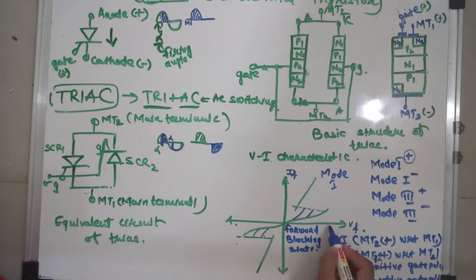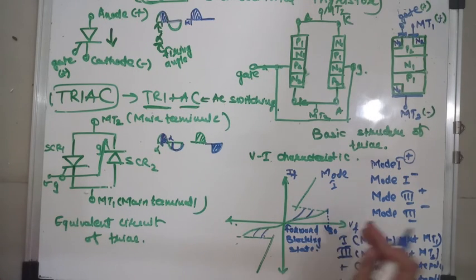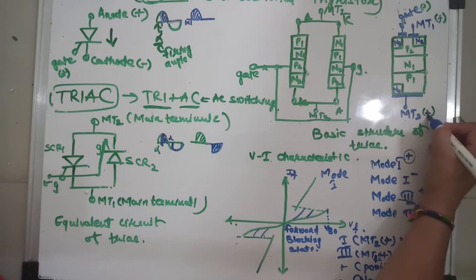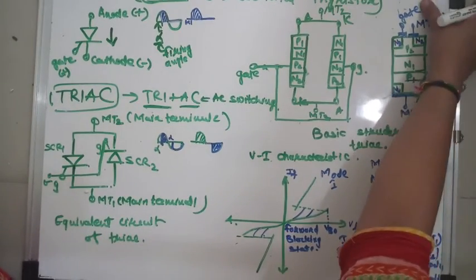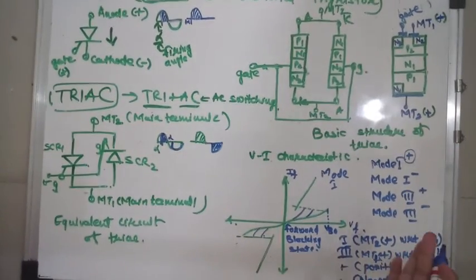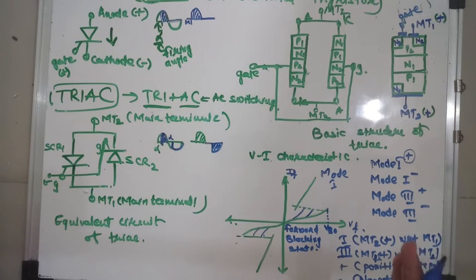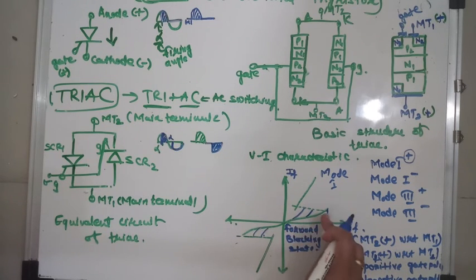Forward blocking state means what? Here a VBO is there. Forward blocking state is when your MT2 is positive with respect to MT1, but the gate is absent or insufficient to make the device turn on. At that time, a very small current flows through the device due to the thermally generated minority current. So that is called the forward blocking state.